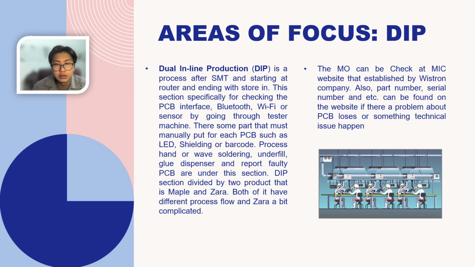And the next point is the MO, which can be checked on the MIC website. MO is a material order for each PC board. Also, we can check the part number, serial number, etc. of the MO PCB on the MIC website. It can be found on the website if there is a problem with the PCB or some technical issue happens.